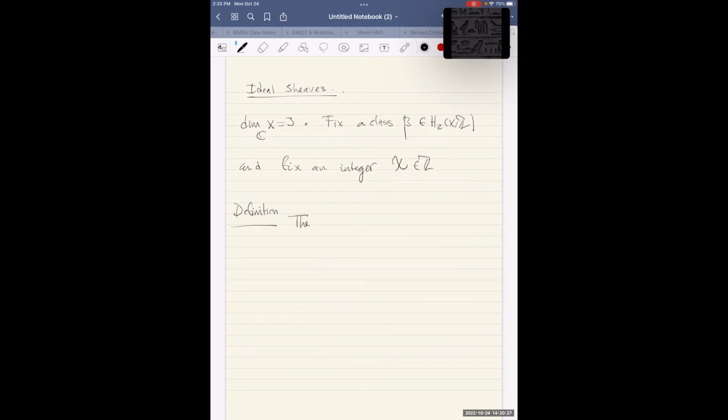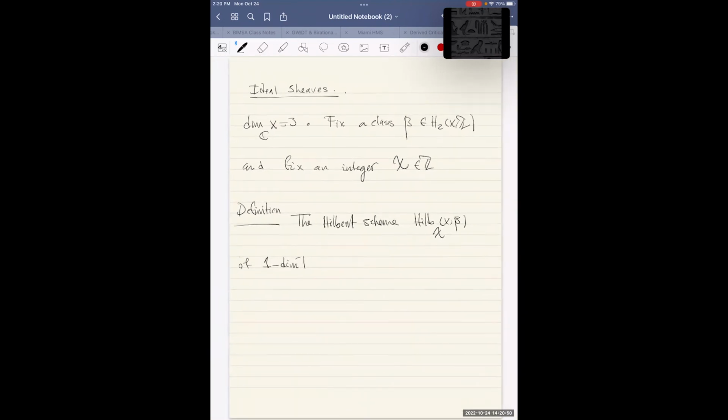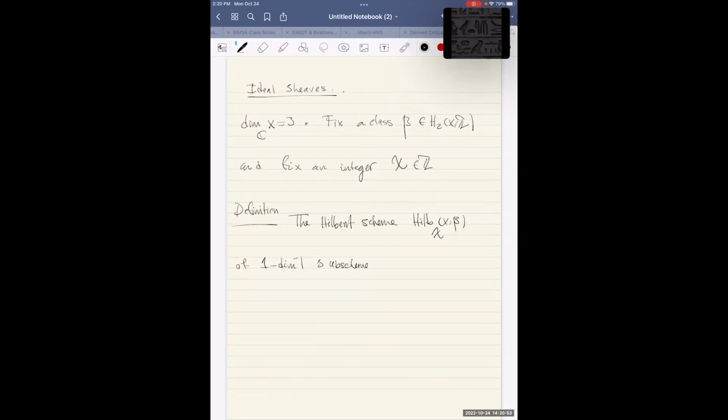The Hilbert scheme Hilb of chi, X comma beta, it's written like this, of one complex dimensional subschemes of X with numerical characteristics or invariants beta and chi, parameterizes subschemes.